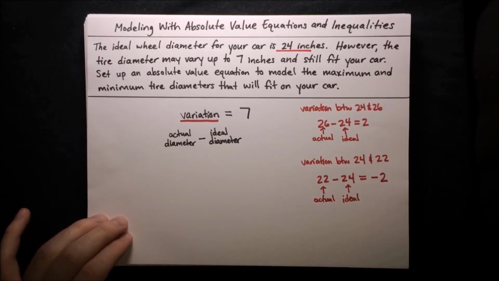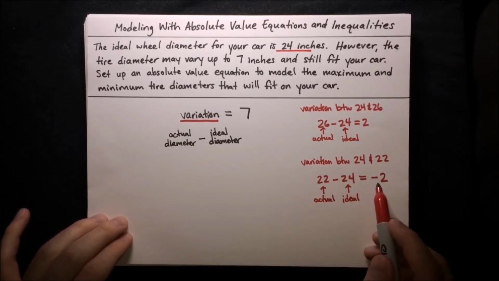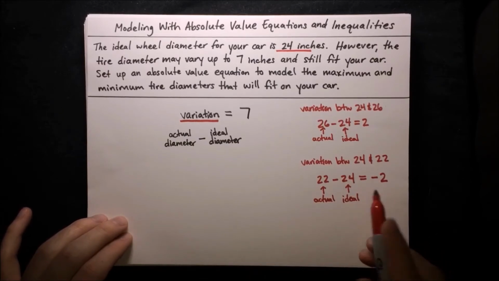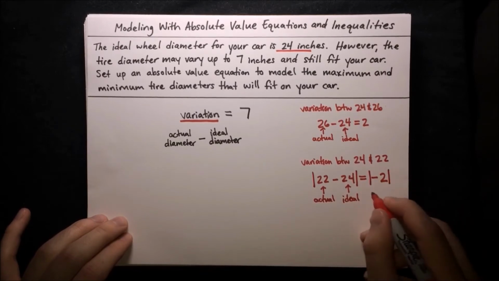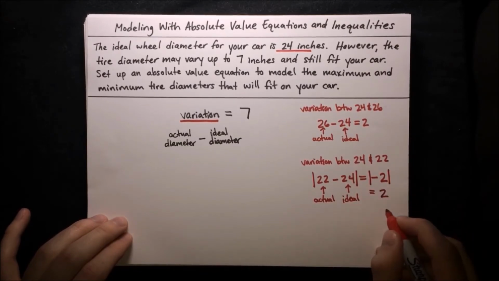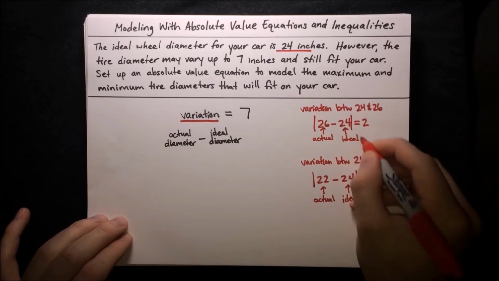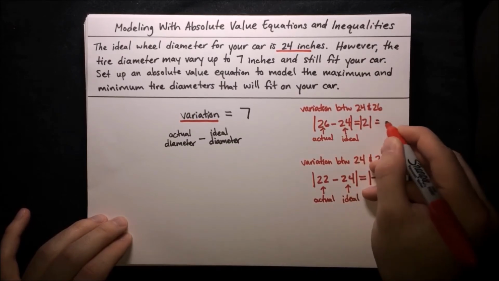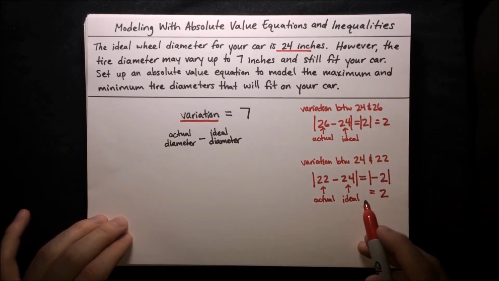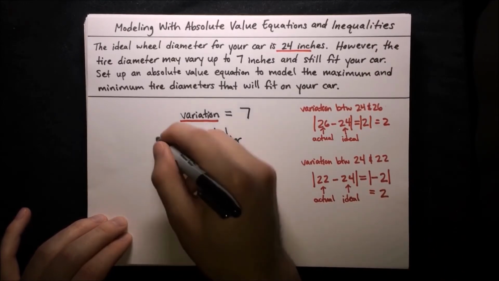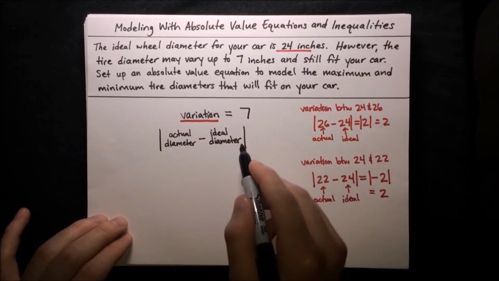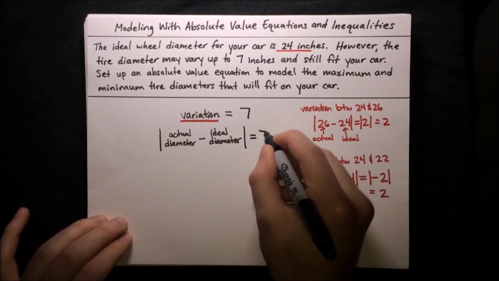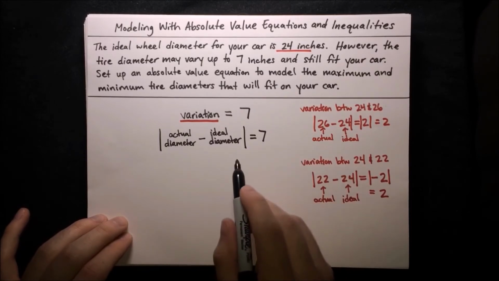But there's an issue in that we always want variation to be positive. So a way we can do that is we can put absolute value around this. Absolute value of negative 2 is equal to positive 2. And absolute value of positive 2 is still equal to positive 2. So it doesn't mess up anything from before, it just corrects this negative into a positive. So that's what we have to do here. Put absolute value around the expression actual diameter minus ideal diameter. That's equal to 7.